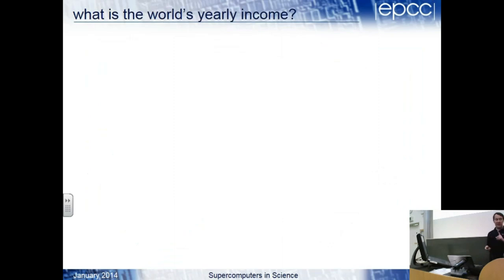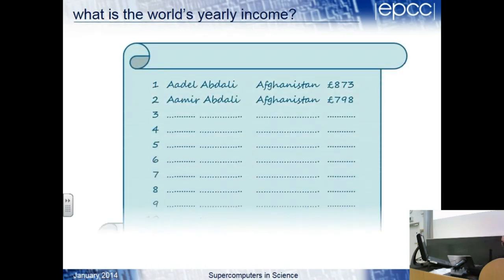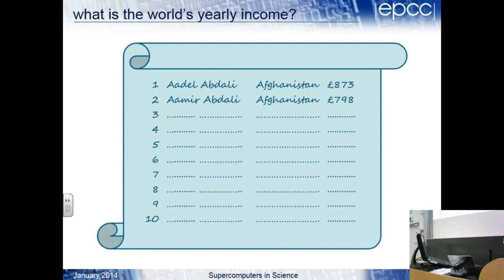So I've got a very simple example here, which is a bit of a joke example, but it is a serious example I'll come back to. What is the world's yearly income? I want to find out what the world's yearly income is. Luckily, I've got a list here with 7 billion people on it, alphabetized by country and name, and it's got their salary.